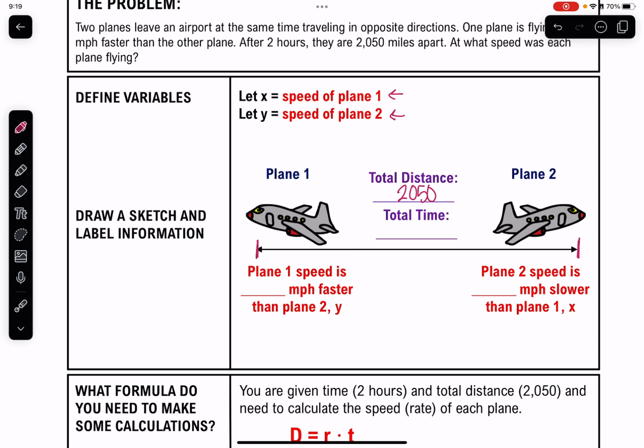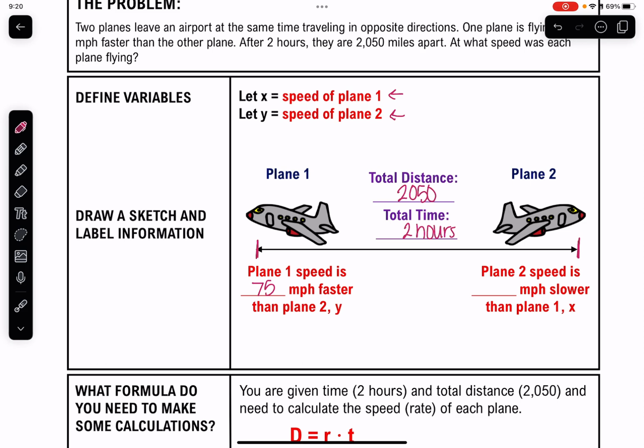I also know the total time. I know that the total time is 2 hours. At this point, it is also important to say which plane is going to be the faster plane. It doesn't matter. I'm just going to say plane 1 is 75 miles faster than plane 2. You can go the other way. You can make plane 2 go 75 miles faster. You just have to pick.